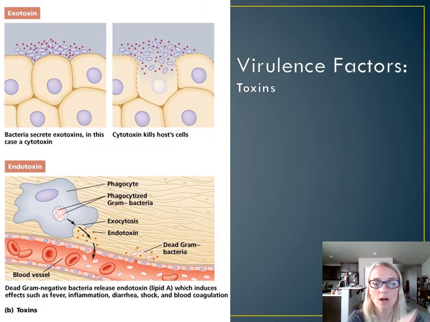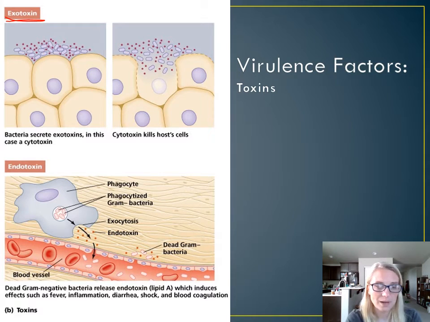The next one are toxins. Okay, so we had extracellular enzymes, and now we have bacteria that can release toxins. So exotoxins are toxins that are released, obviously, outside of the body. So cytotoxins kill their host cell, so those little red circles would be the toxin.